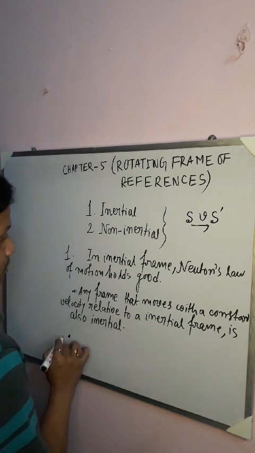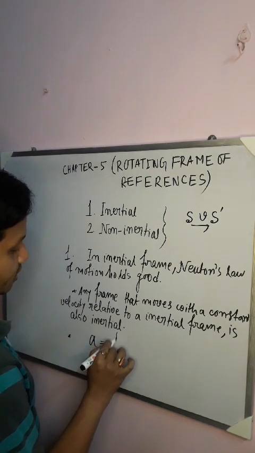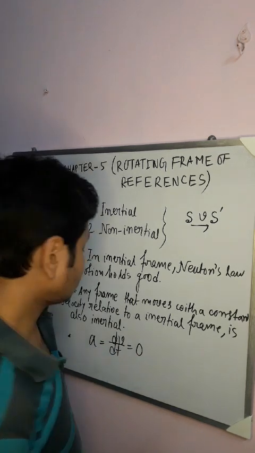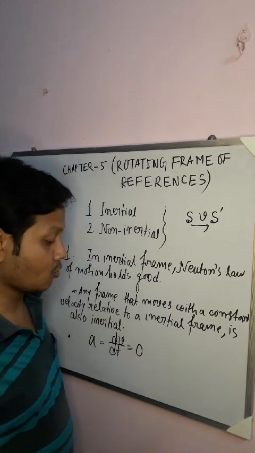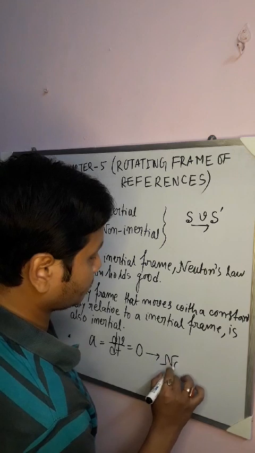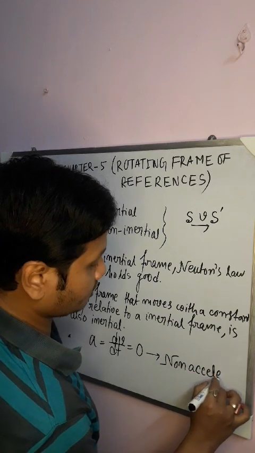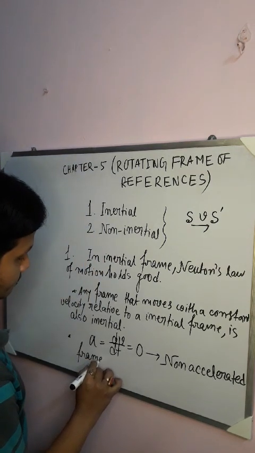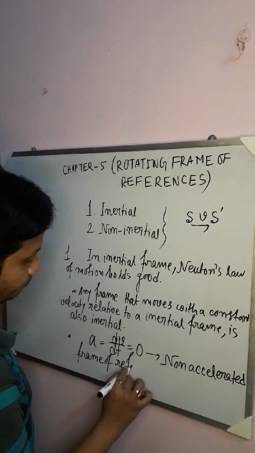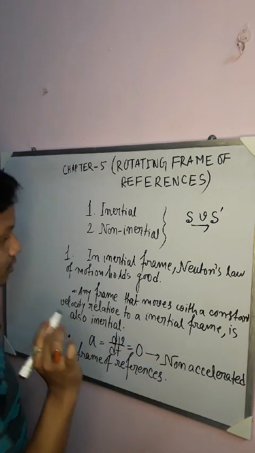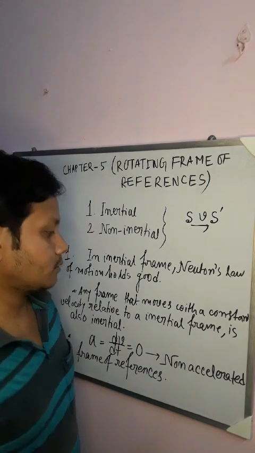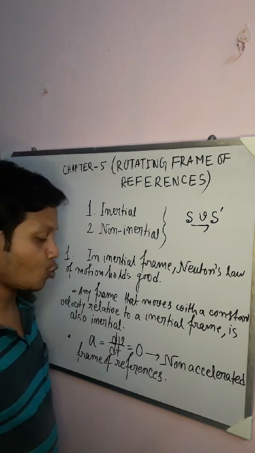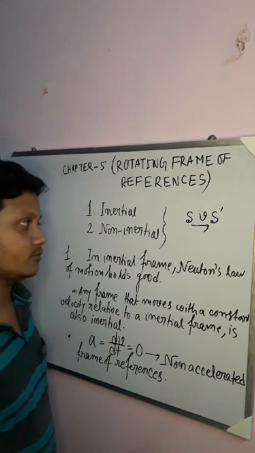And another thing, if the velocity is constant, then acceleration is what? V is constant, that means acceleration is 0. So for this reason this type of frames are known as non-accelerated frames of references. That is, uniform velocity means acceleration is 0. So these frames have no acceleration and are known as non-accelerated frames of references.